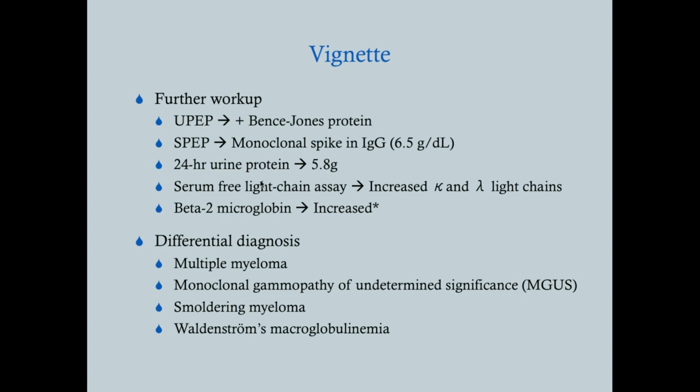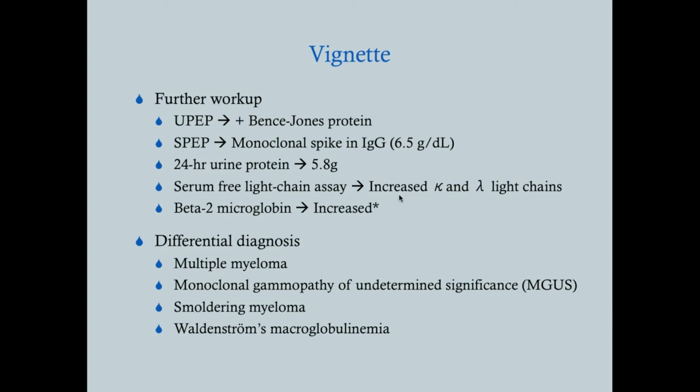Serum protein electrophoresis shows a monoclonal spike in IgG at 6.5 grams per deciliter. 24-hour urine protein is 5.8 grams. What's the normal 24-hour urine protein? Less than 100 milligrams. Okay, so this is really high. Now, why did we have a trace protein on the urinalysis, but this 24-hour urine protein is through the roof? Well, Bence-Jones protein does not register on urine dipstick, or it doesn't register very much. So it does register on 24-hour urine protein. So this is probably a lot of Bence-Jones protein in the urine.